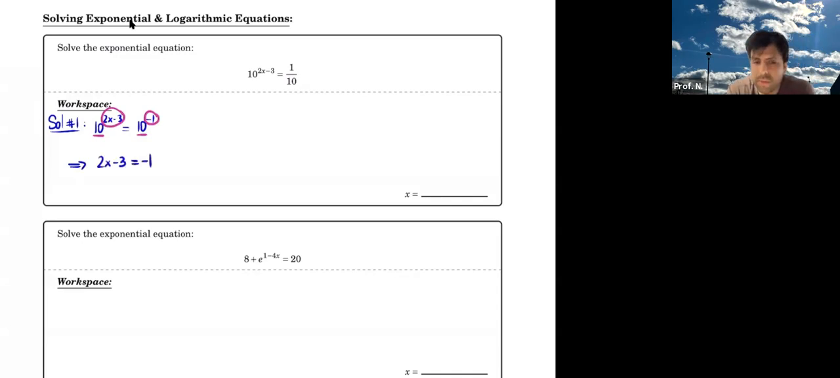And then we have a simple equation that we can solve, right? So we can add 3 on both sides. We know how to do this. This is 2x equals 2. So x equals what? x equals 1. So done.